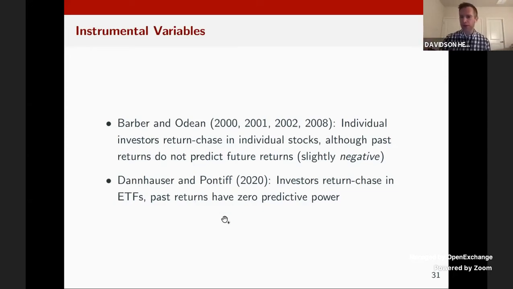And in a recent, very nice taxonomic paper, tremendously well executed, characteristically, by Caitlin Danhauser and Jeff Ponev, they show that the same is true in ETFs as well. Investors also return chase in ETFs, and there's really no predictive power whatsoever.